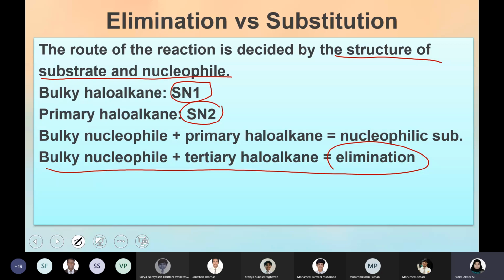There is nothing much to note down in this case, as it's not much important for us because we are just looking into nucleophilic substitution and elimination separately. But this is just to give you an overall idea.